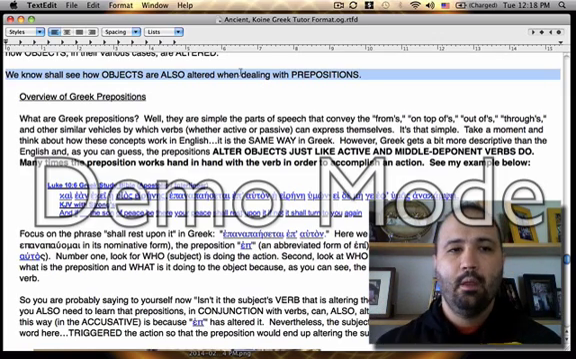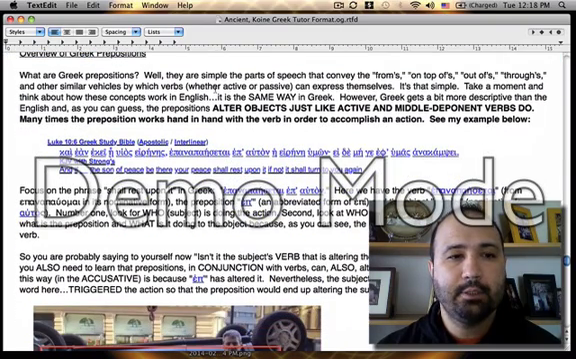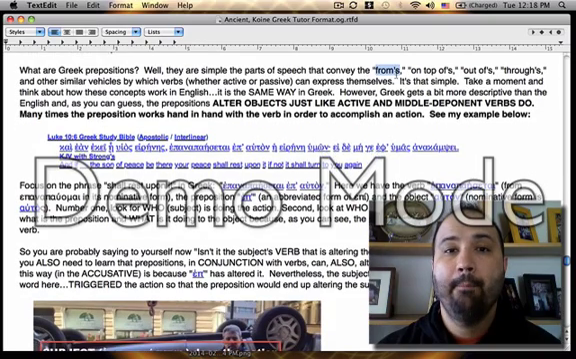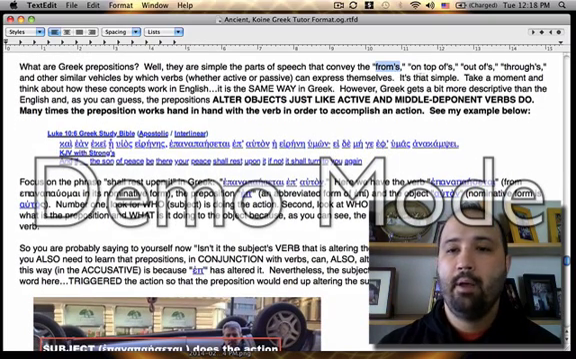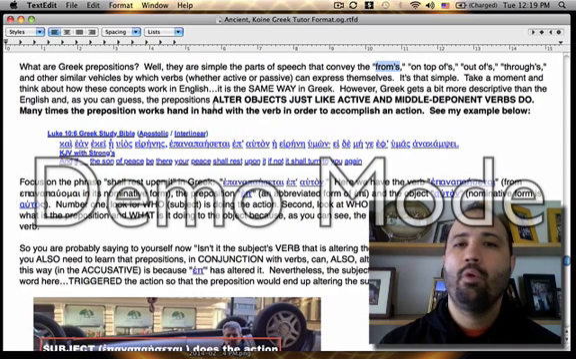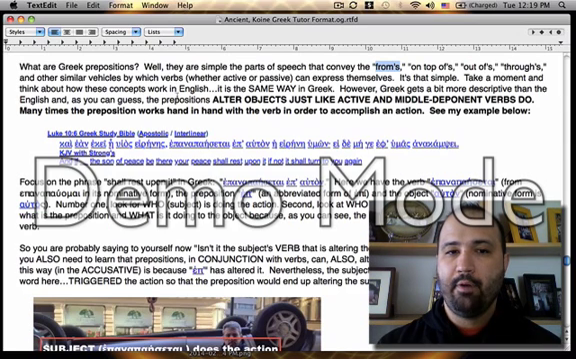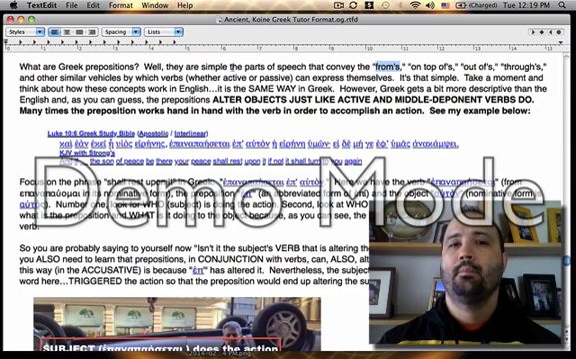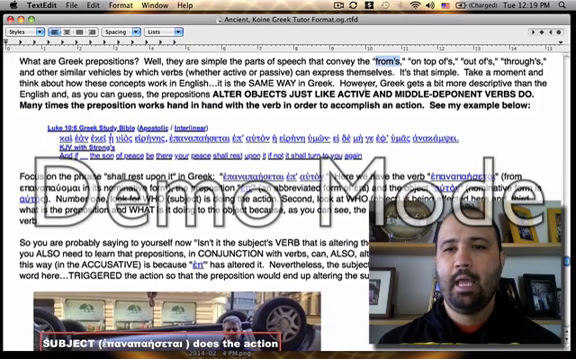Note this. Let's go over this. Overview of Greek prepositions. What are they? Well, they are simply the parts of speech that convey the froms, or the on top ofs, or the out ofs, or the throughs, and other similar vehicles by which verbs, whether active or passive or middle deponent, can express themselves. Okay? It is that simple. Now let's just go over how they work so you see what I mean.